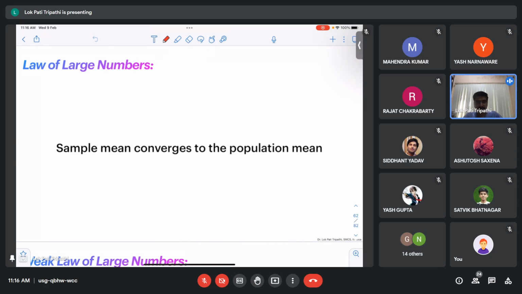For instance, if you look at the expectation, so that was the one thing.